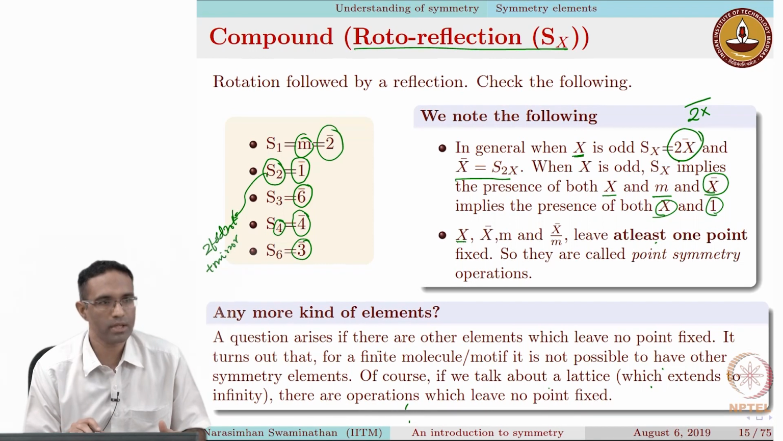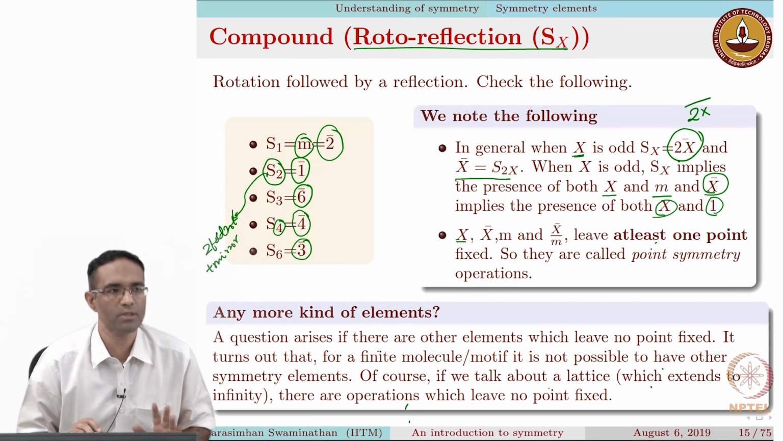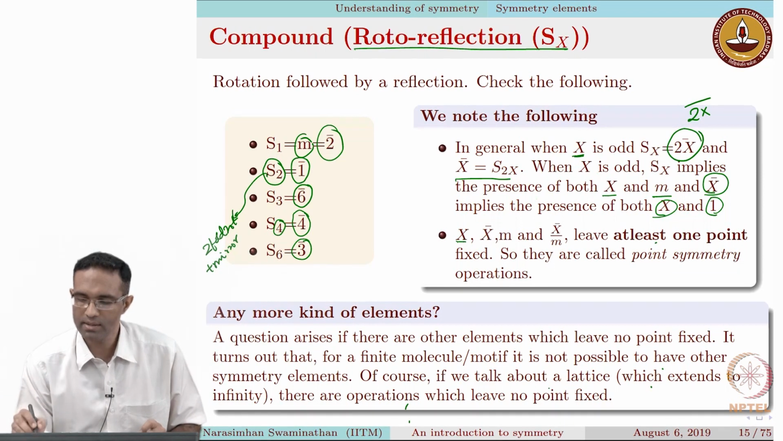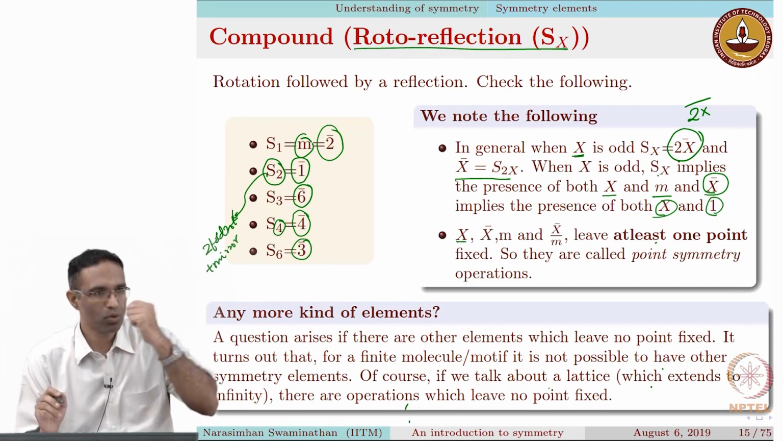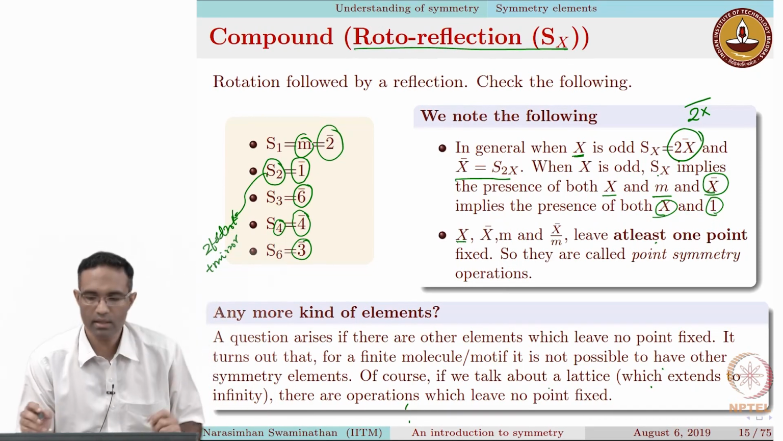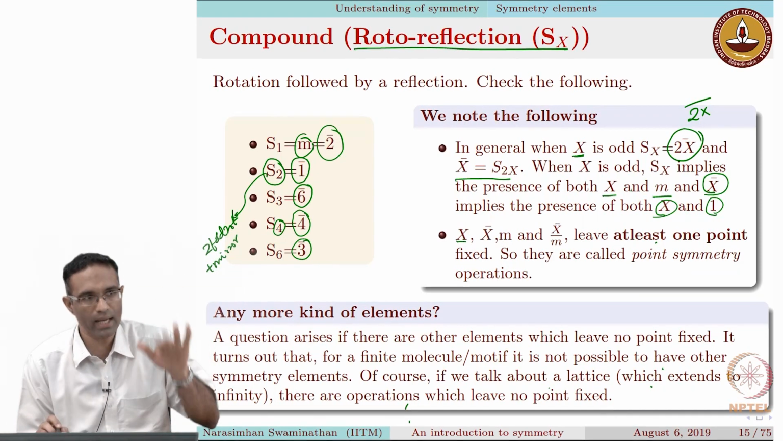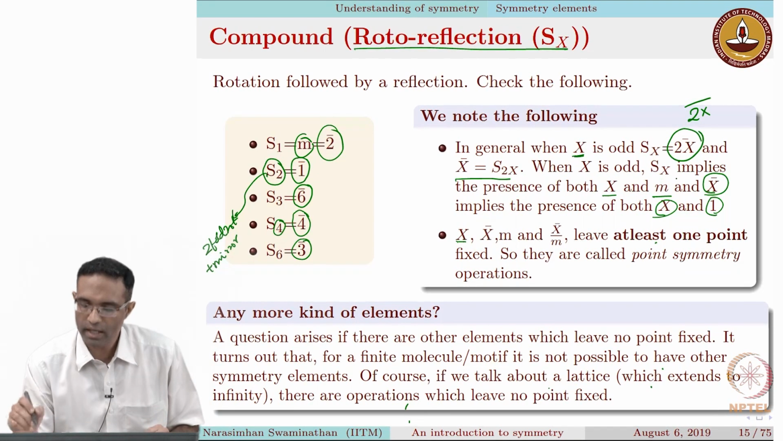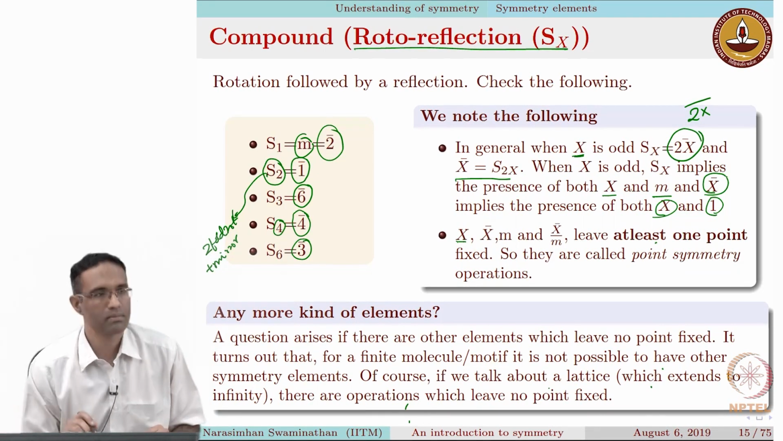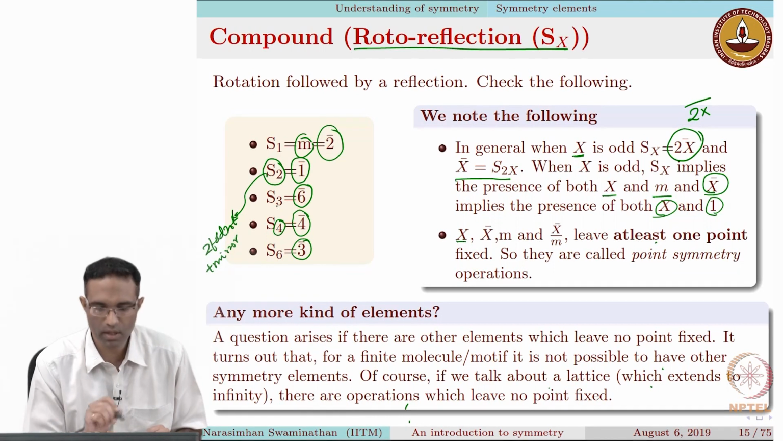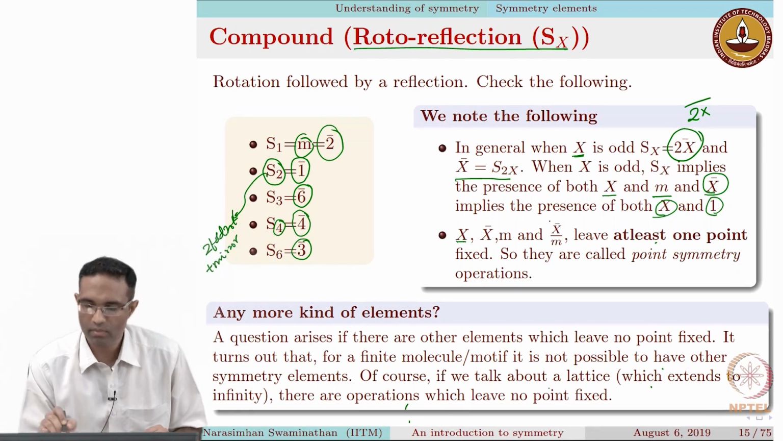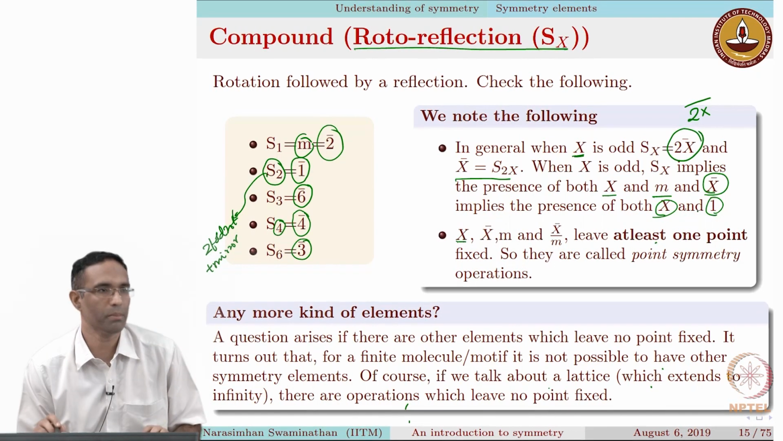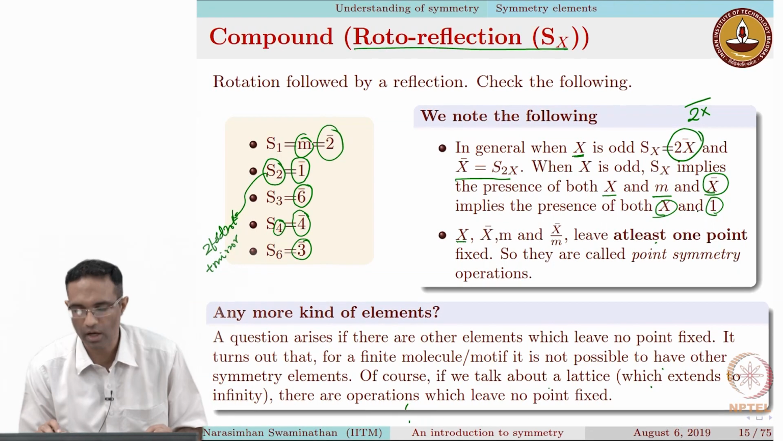Again, I would like to emphasize, are there any questions with this aspect? So when X is odd, S suffix X, that means rotation by X and a mirroring, implies the presence of both X and M when X is odd. And when again X is odd, X bar implies the presence of both X and the inversion. That's what it means. Is it okay?